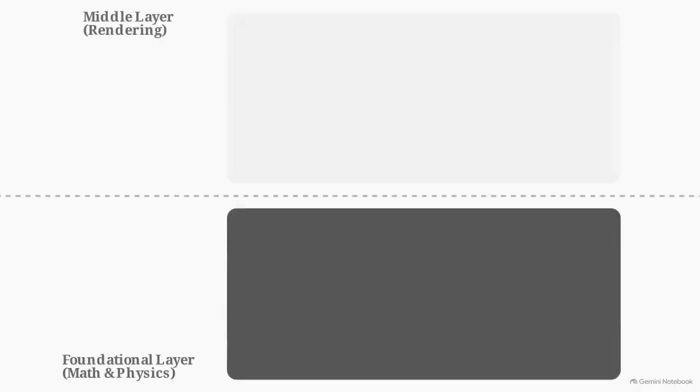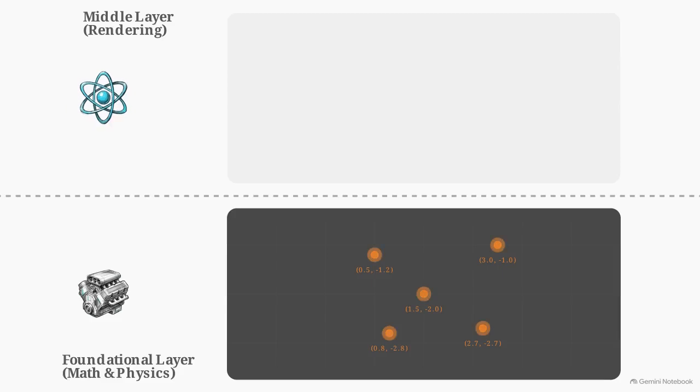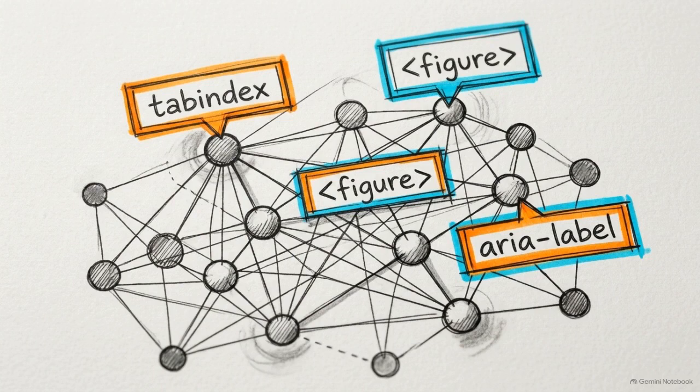At the foundational layer, D3 acts purely as an invisible math and physics engine, transforming raw integers into precise screen coordinates. At the middle layer, React leverages its virtual DOM reconciliation to safely and efficiently render those coordinates into visible SVG elements. At the top layer, semantic HTML and ARIA structures ensure universal accessibility for all users, regardless of how they navigate the web.